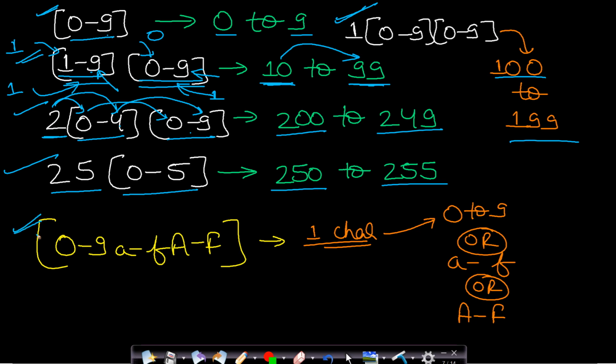This is the last example and it will be useful for your IPv6 address. So this is indicating just a single character, just a single digit you can say, okay. And this character can be from 0 to 9 or from small a to small f or from capital A to capital F. Okay, so this I have already written here and I hope you understood all these examples.